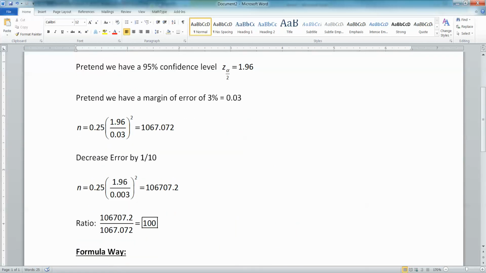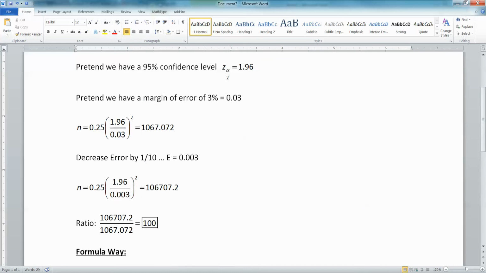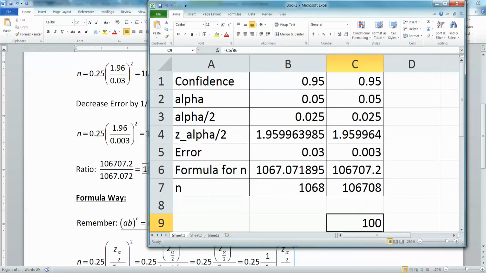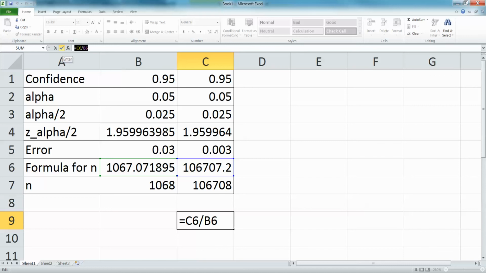But if that's a little hard for you to spot, then it might be easier to think of it this way, like trying some numbers and seeing what happens. Say you're going to do 95% with a 3% margin of error, and then change it to decrease the error by 1/10, which makes the error equal to 0.003, and see what happens. The way I got 0.003 is I just take 0.03 and times it by a 10th. If they ask you to do a half, you do 0.03 times a half. You do whatever they ask and see what happens. And you're really interested in this ratio. How did this old number compare to this new number? So I take the new number and divide it by the old. In this case, 106,707 divided by 106.707, to see what happened.